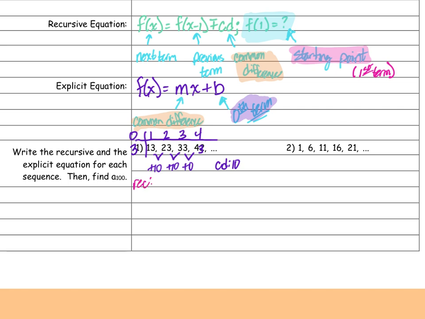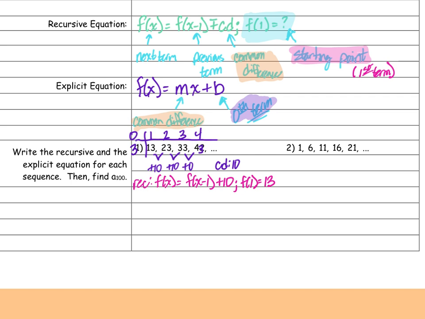Recursive. Okay, so my recursive equation always starts out with f of x. Always. And it's always f of x equals f of x minus 1. Always, always, always. Okay? All right, and then what am I doing? Well, then I'm adding my common difference. So I'm adding plus 10. So f of x equals f of x minus 1 plus 10. And then I need my starting point. So f of 1 equals 13.